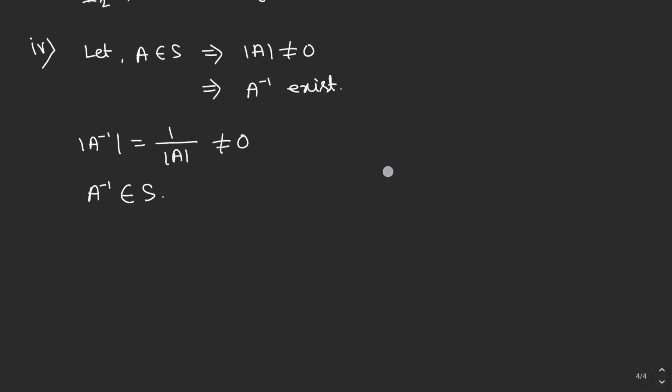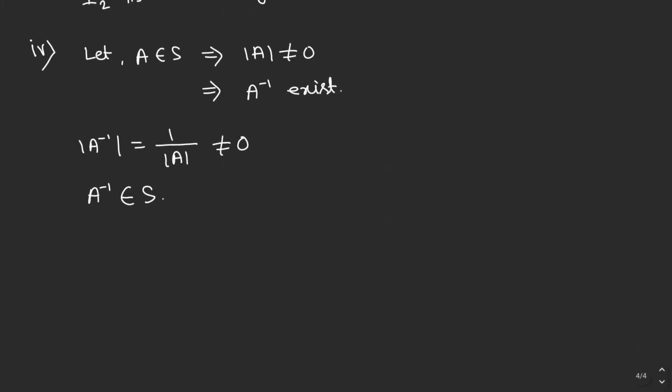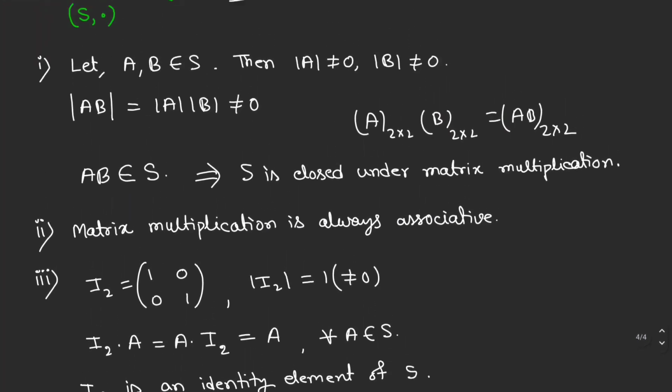Okay, so it is satisfying all the four conditions. So you can say that S comma dot, that means S matrix multiplication, is a group. This is a group. Clear? So the first part is clear.